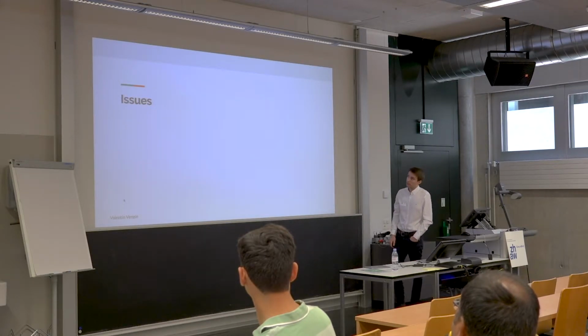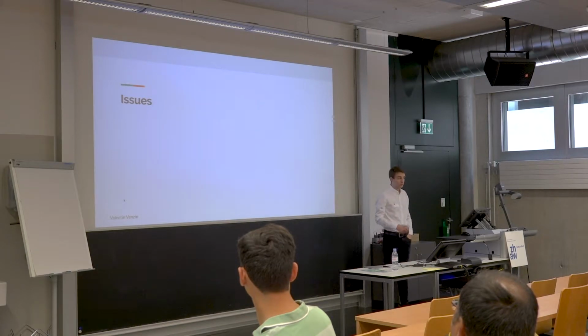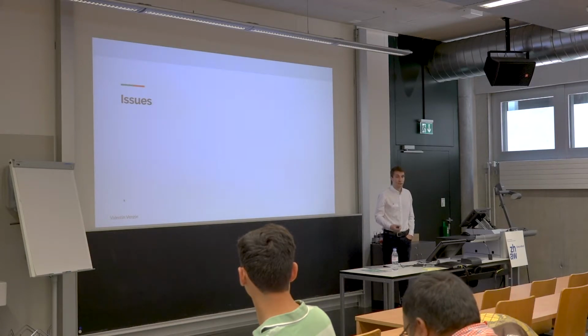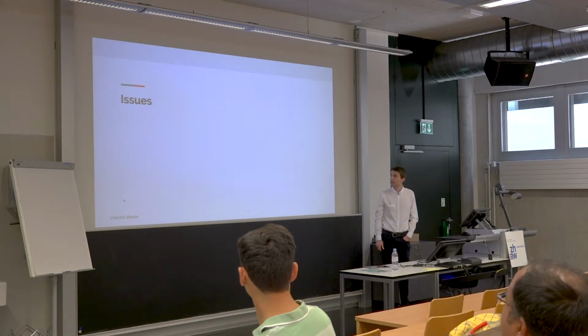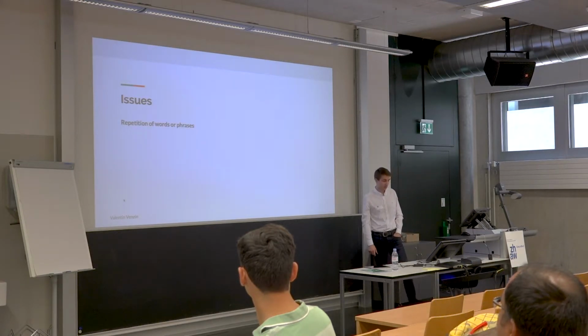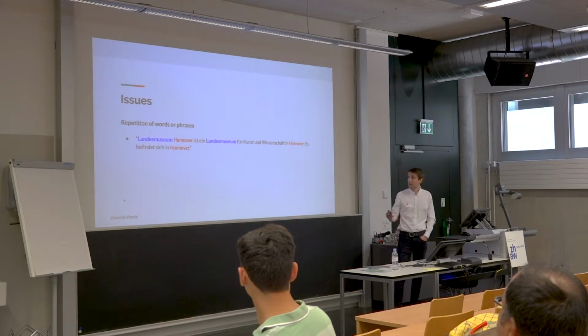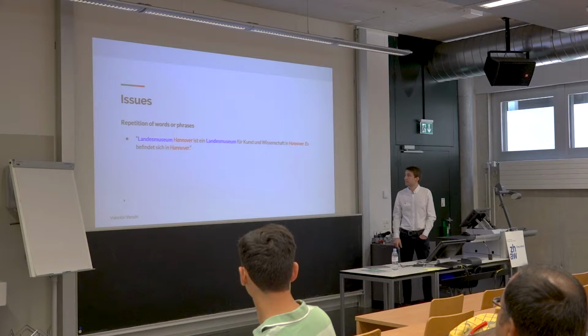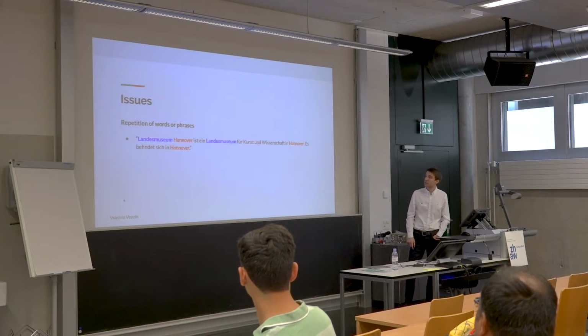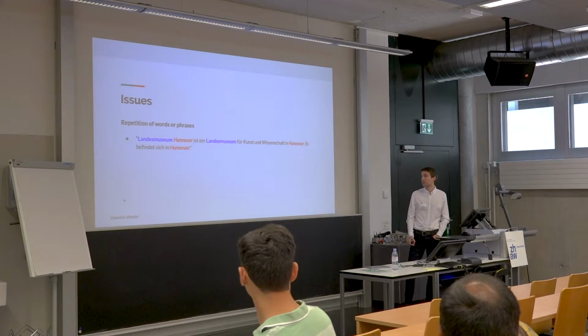Now, in this talk, I want to talk mainly about two issues that we found while using this model. The first one is repetitions of words or phrases. With this sequence-to-sequence model, it can happen that, as in this example, some words or tokens are repeated. For example here, it basically says the same thing twice. It says Landesmuseum Hannover ist ein Landesmuseum, which, yeah, it says in the name. So we would rather not have this in the summary.